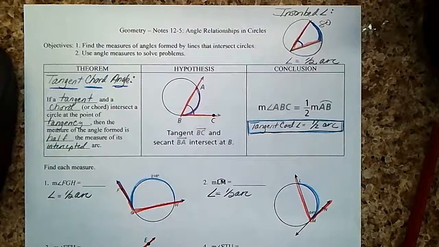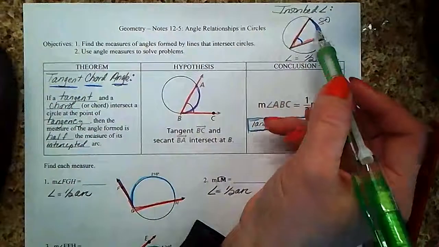Guys, today's lesson is on angle relationships in circles. Today we're going to look at finding the measures of angles formed by lines that intersect circles. Okay, we've already taken a look at the inscribed angle.